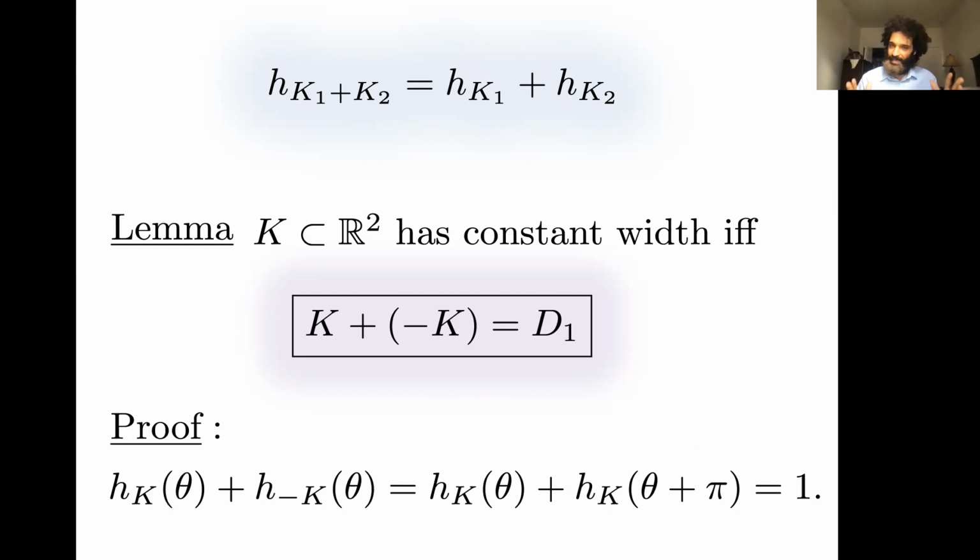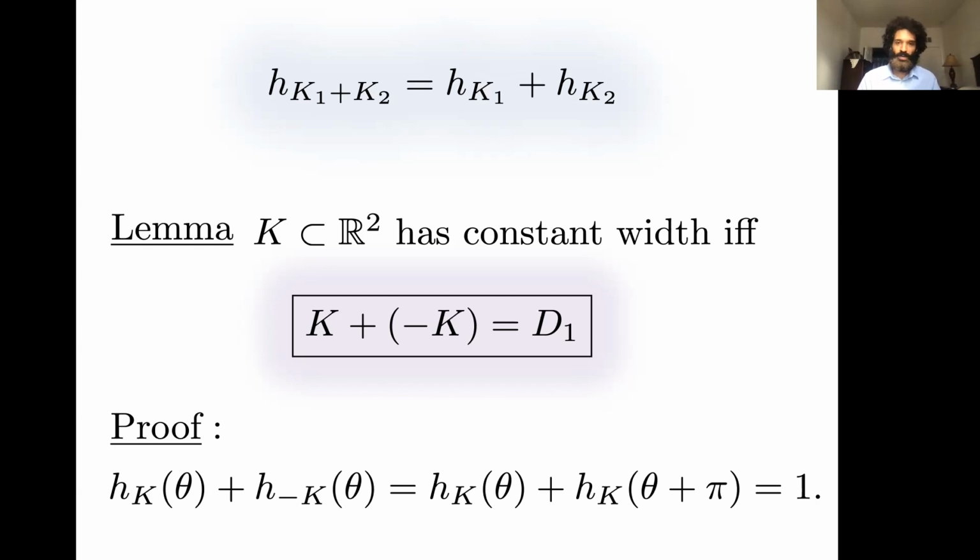A set K is constant width if and only if when I add its negative to the set, I get the unit disk. D is my notation for the unit disk. So now I'm thinking of sets, not just convex curves. And minus K, by definition, is the set of minus x, where x is in K. Geometrically, it's just a rotation by 180 degrees of all the points in K. So that's what that minus is.